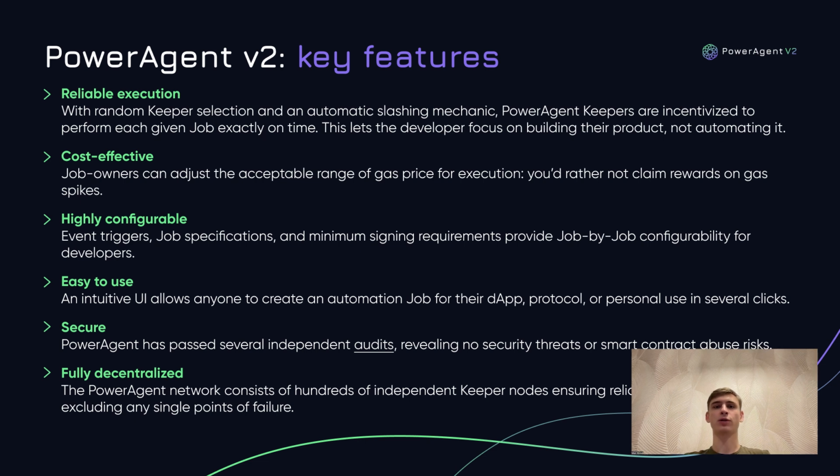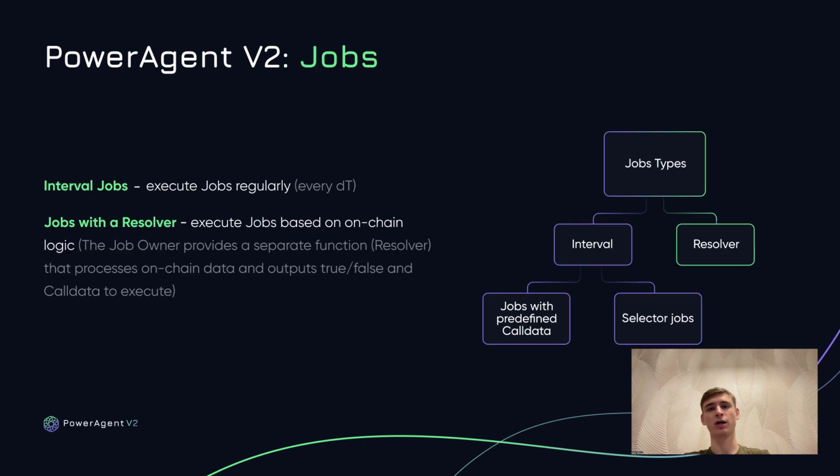So, what tasks can you automate with the Power Agent network? Basically, any on-chain task, such as protecting from liquidations, harvesting yields, limit orders, stop losses, automated vaults, arbitrage, and many, many more. There are 2 types of jobs in Power Agent, which are interval job and resolver job.